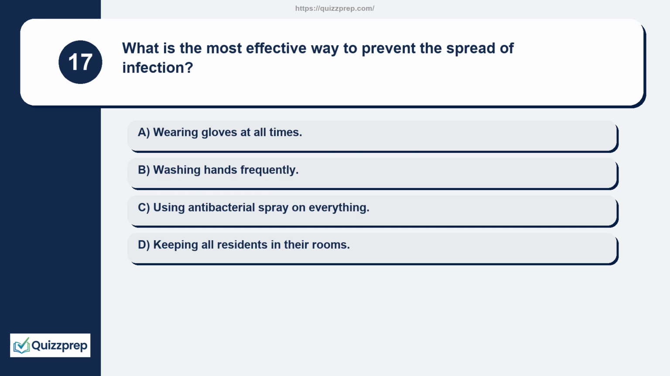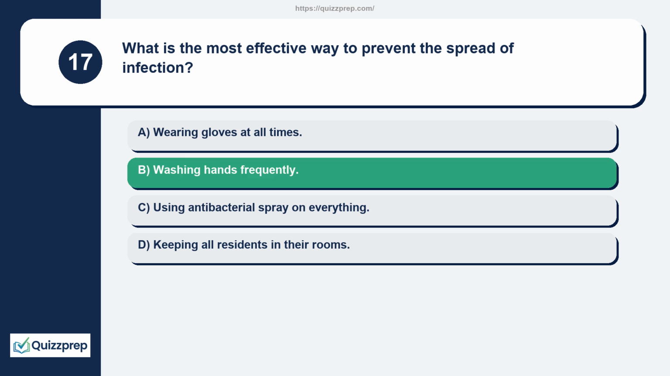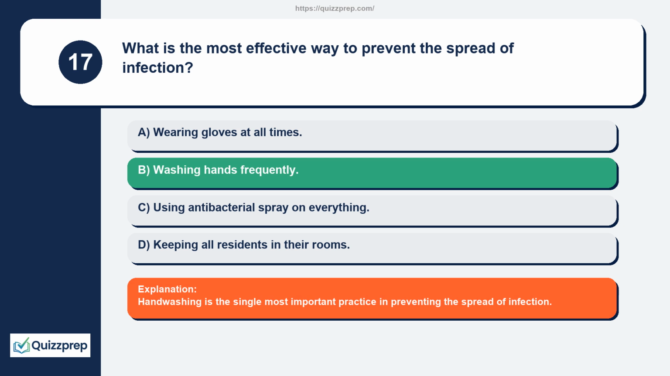Question 17. What is the most effective way to prevent the spread of infection? Wearing gloves at all times. Washing hands frequently. Using antibacterial spray on everything. Keeping all residents in their rooms. Hand washing is the single most important practice in preventing the spread of infection.